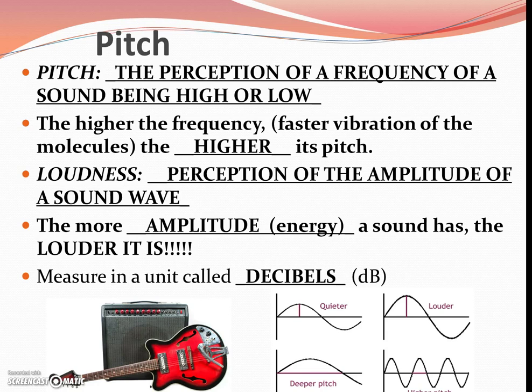Amplitude is measured in a unit called decibels. Decibels are measured from 0 to in the thousands. We can hear anything as soft as a whisper, which is around 5 decibels, and then you can hear up to the thousands. But anything above 140 decibels is really damaging to your hearing.